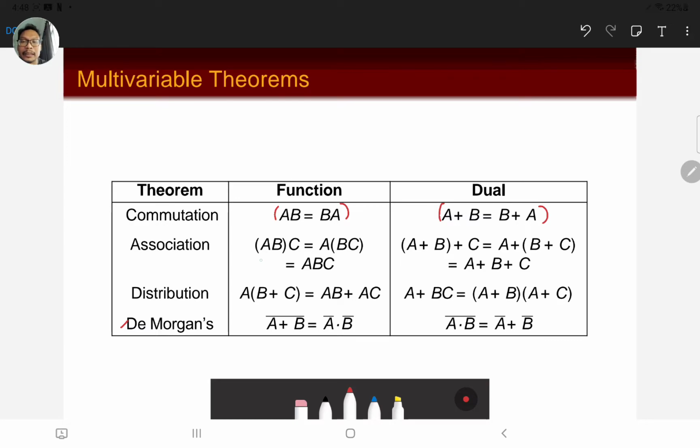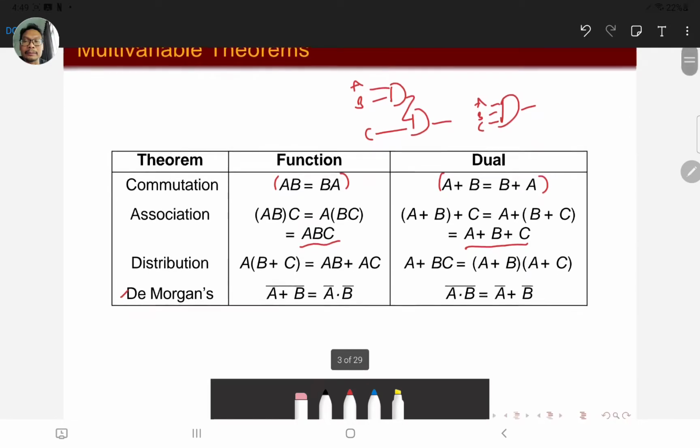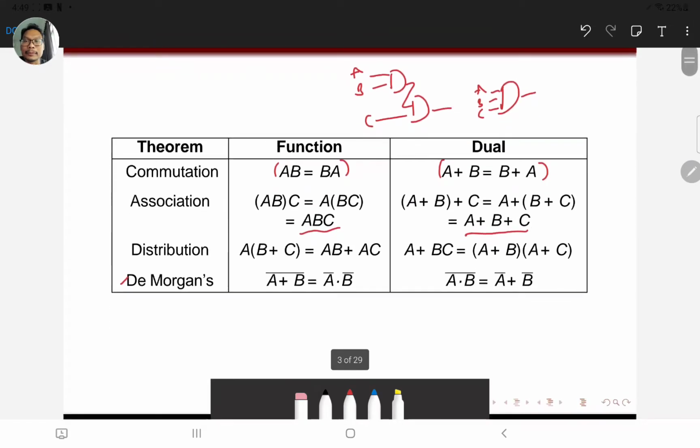Association: if you have a 3 input AND gate or a 3 input OR gate, you can factor them out into two logic gates. So for example here, if you do AB first, and then C, that is equivalent to having ABC as one big gate. There is some difference in the physical VLSI circuits, but on the logic side, the left and the right are equal, and it's called the association theorem.